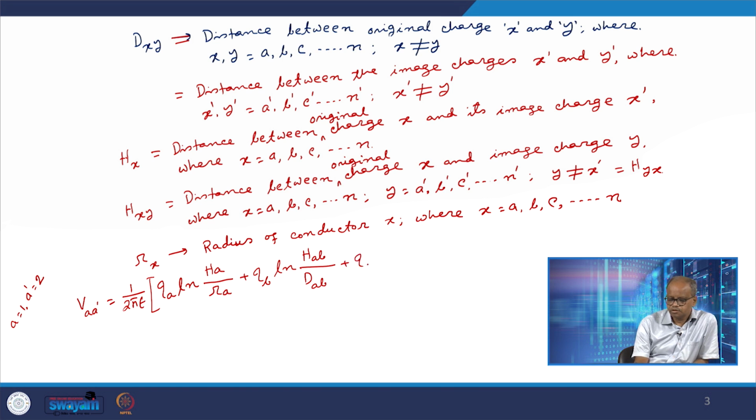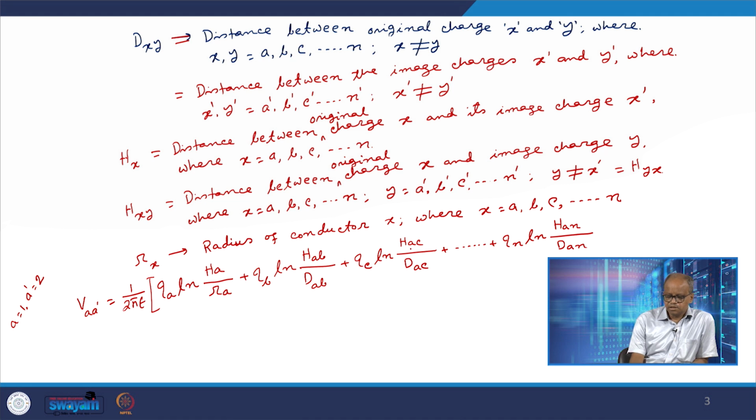correct, plus QC log HAC divided by DAC, plus dot dot dot plus Qn log HAN divided by DAN. Please note HAC is nothing but the distance of charge C to point A dash, and DAC is nothing but the distance of charge C to point A, because we are trying to calculate between point A and A dash. Similarly, HAN is the distance of charge N to point A dash, and DAN is the distance of charge N to point A. So these are the contributions of the voltage due to the original charges.